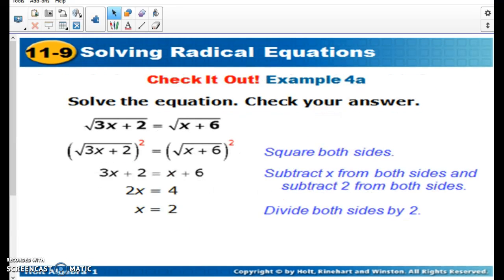Same thing here, you have square roots on both sides. So you square both sides basically, then it's just a two-step equation. Variables are on both sides, so 3x plus 2 equals x plus 6. Subtract x. Subtract 2, so you're left with 2x equals 4.